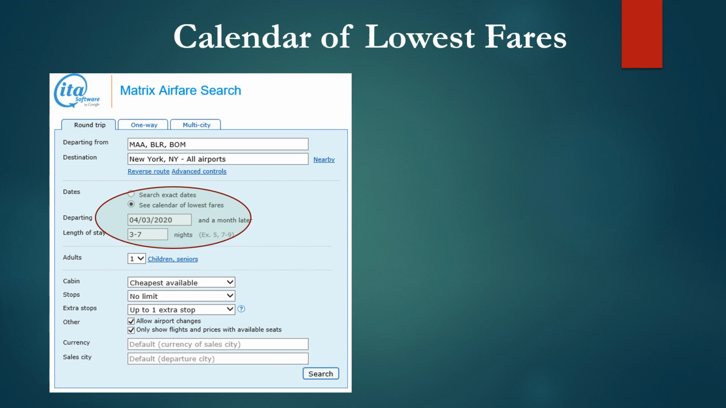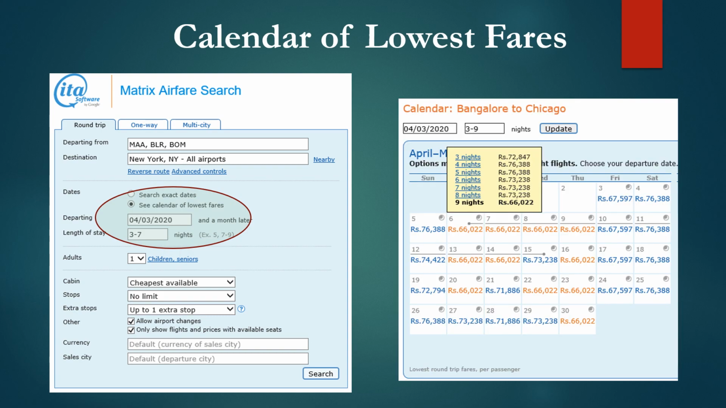Here in this example, I typed in my departing date as 3rd April, which means that it is going to look for 1 month from 3rd April, and in the length of stay I'm saying 3 to 7 nights. So what it is going to do is, from 3rd April to 2nd May, for each day, for a 3 day stay, 4 days stay, 5 days, 6 days and 7 days, for each of these different options, it is going to find the cheapest fare and it is going to list it for you. So this is how your search result is going to look.